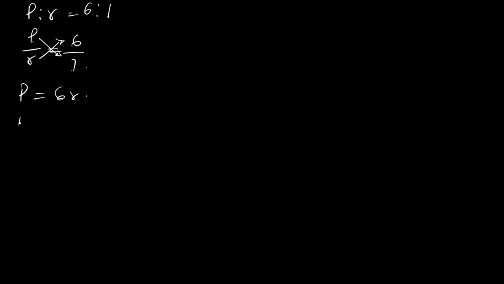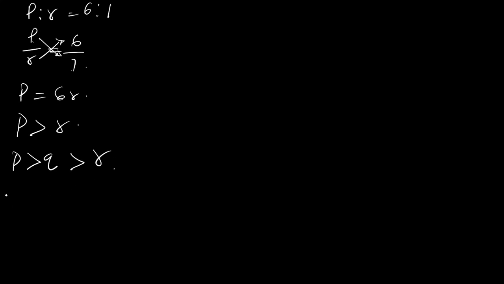So from this expression, since they said the ratio of P is to R is equal to 6 is to 1, that means P over R is equal to 6 over 1. If you cross multiply, P times 1, you have P equal to R times 6, you have 6R. So it now means that P is greater than R, so P is greater than Q, greater than R. So this is the arrangement.